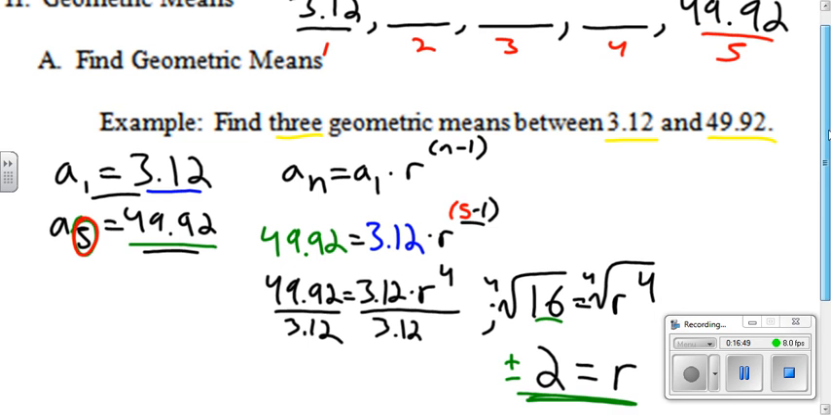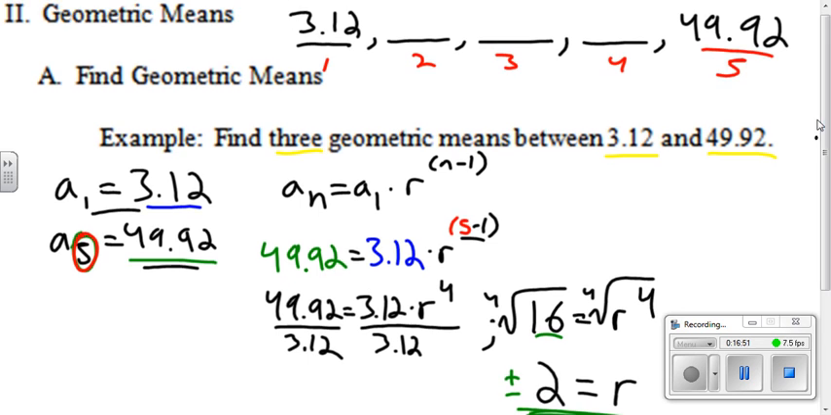Now, if our r was positive 2, then we would say 3.12 times positive 2 would give us a positive 6.24. That times another positive 2 would give us positive 12.48, times another positive 2 would give us positive 24.96, and again times positive 2 ends up right where we're supposed to be.